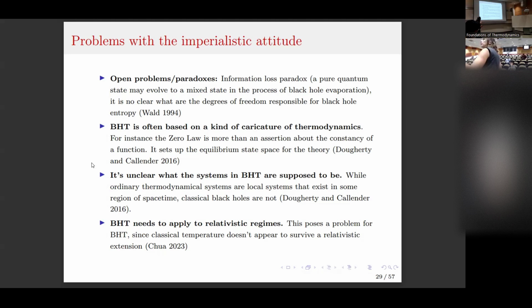He says that black hole thermodynamics needs to apply to relativistic regimes, which is true, and what he shows in that paper is that if we think about the concept of temperature, then we will see that it's not that trivial to apply relativistic effects to classical temperature.